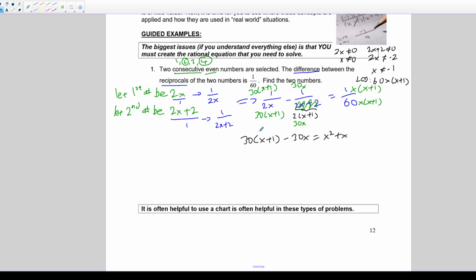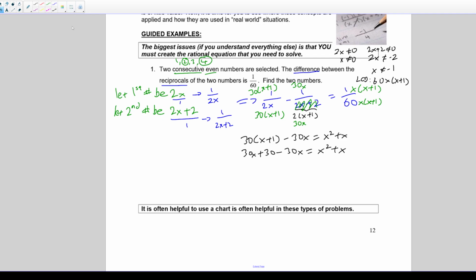We can see here, eventually we would get rid of our denominators. Our denominators here would end up being my LCD. I'm just going to skip the step for the interest of time. So we'd end up crossing these out in this step. So I'm just going to skip that in case you're wondering. So from here, we can go ahead and simplify. 30x plus 30 minus 30x is equal to x squared plus x.